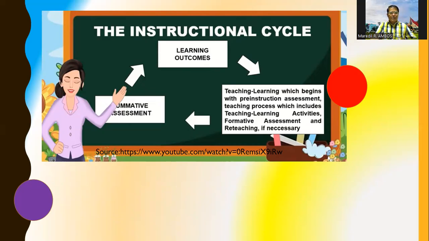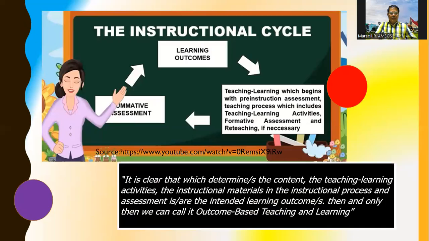And the last is the summative assessment. So after the teaching learning process, we need to have the summative assessment in order to know if we are attaining our learning outcomes. And take note, it is clear that what determines the content, the teaching learning activities, the instructional materials in the instructional process, and assessment is the intended learning outcome or outcomes. Then and only then can we call it outcome-based teaching and learning.